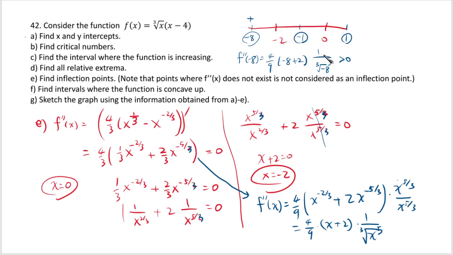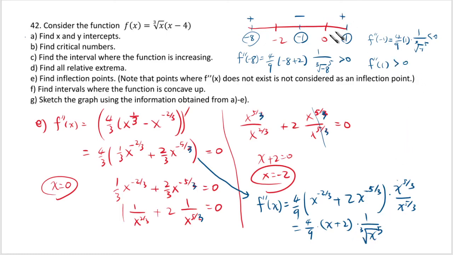And then you have f double prime of negative 1. That's going to make 4/9 and then positive 1, and then 1 over cube root of negative 1 to the 5th power. Cube root of negative 1 is negative 1, and then 5th power, that's negative, so it's negative here. It's positive and then negative. And then finally, f double prime of positive 1. Well, everything's positive if you plug in 1, so that's positive.